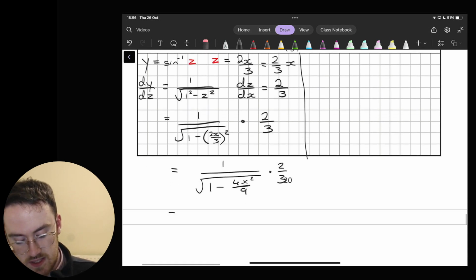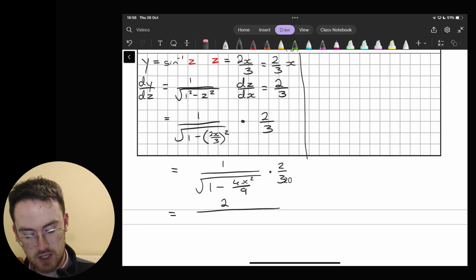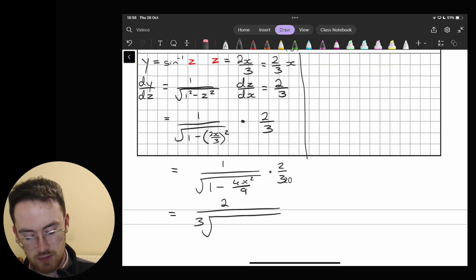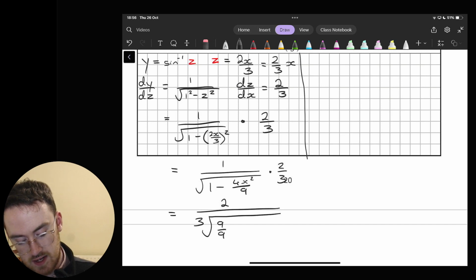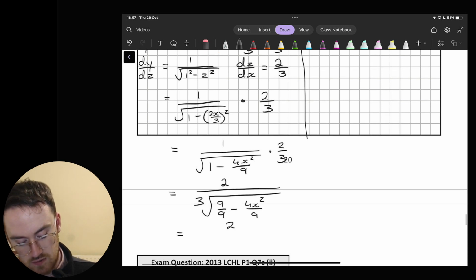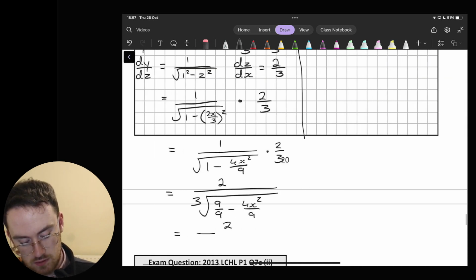So continuing to simplify this down, I can get a 2 on the top, multiplying top by top, 3 at the bottom, and I'm going to rearrange that bottom part into one fraction. So I'm going to rewrite 1 as 9 over 9, and that's going to allow me to bring them together as one fraction to give me 9 minus 4x squared all over 9.